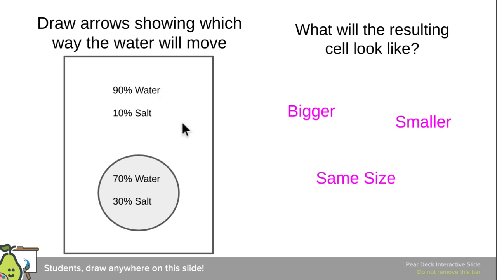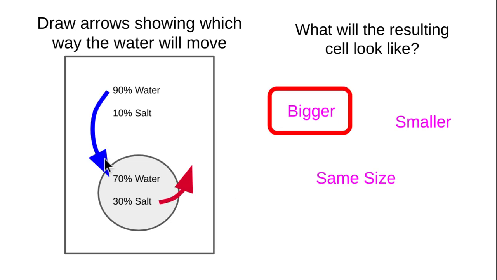Remember, our size is based on water. So water is going in. So the cell's going to get bigger. Notice when I draw these, I draw the arrows connected to the word or the percentage, so I know that it's water going in, and here I know it's salt going out.